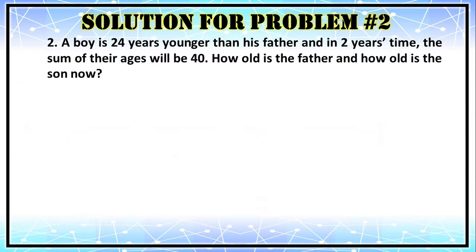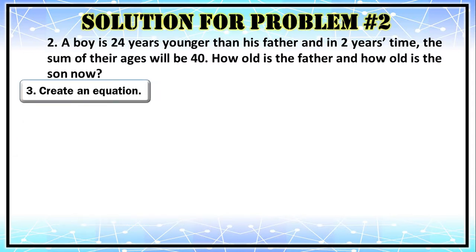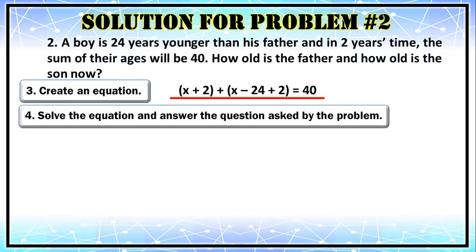Step number 3 is to create an equation. Our equation will be father's age after 2 years plus the son's age after 2 years equals 40. Step number 4 is to solve the equation and answer the question asked by the problem.